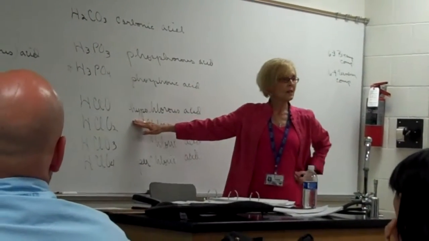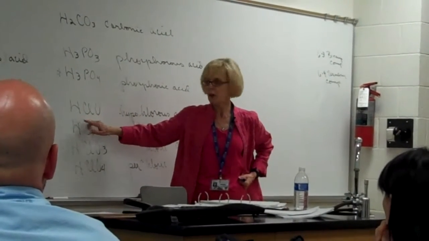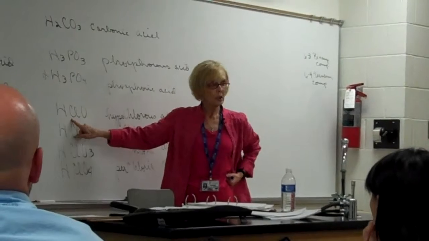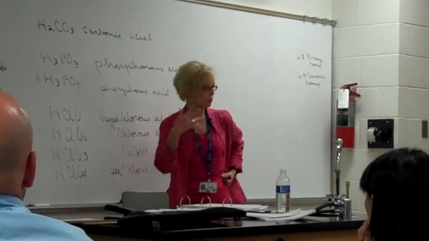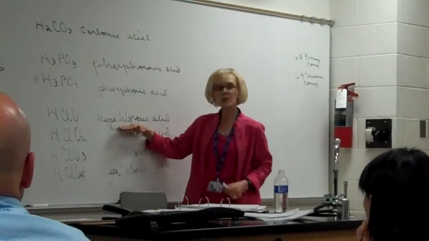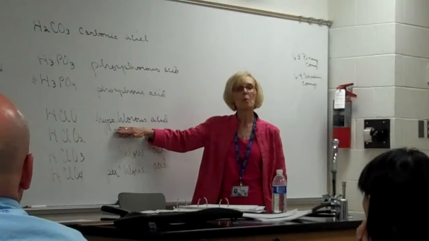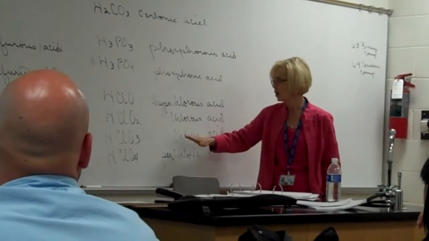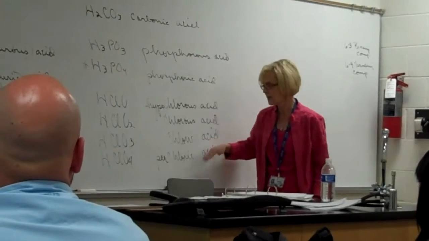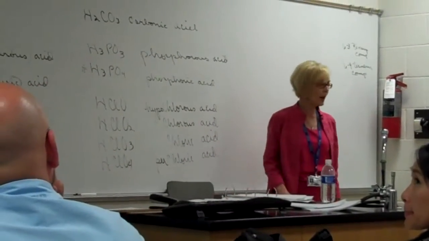Now, let's take this one, because I didn't want to have to repeat and use every halogen up there. If this were bromine, you would have HBrO, HBrO2, HBrO3, and so forth. What you would do is come over here and make an adjustment, and you would say hypobromous acid, bromous acid, bromic acid, perbromic acid. So follow the pattern.